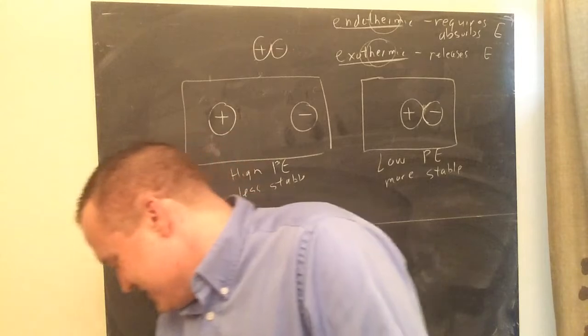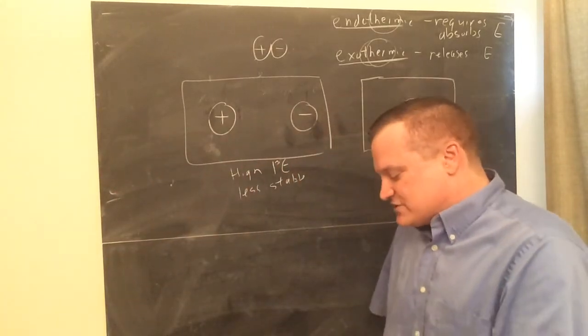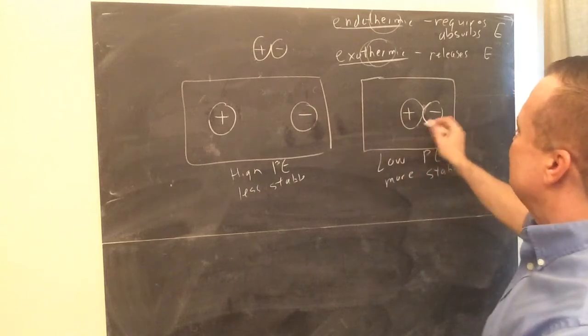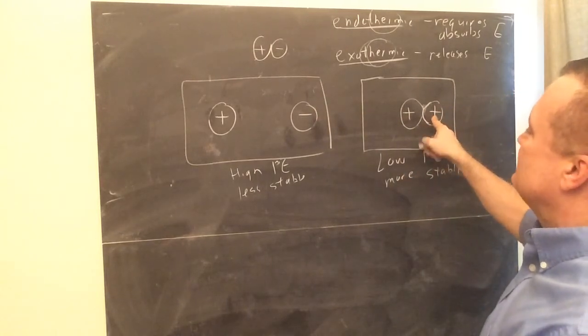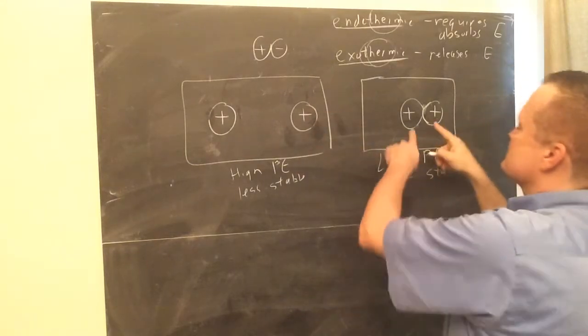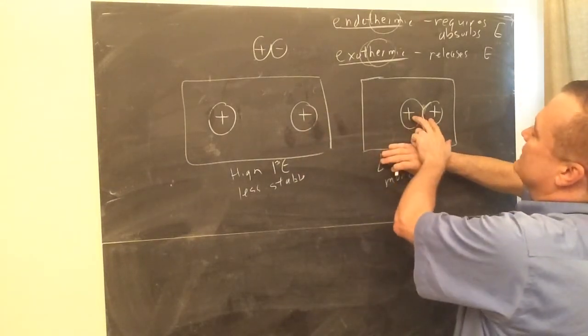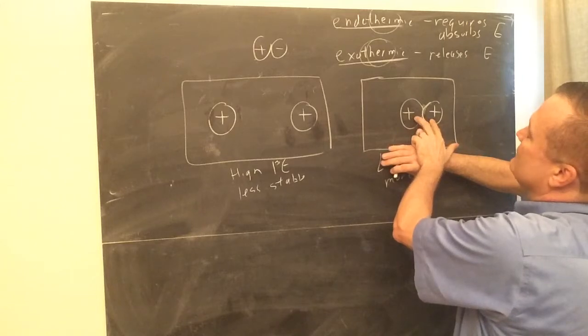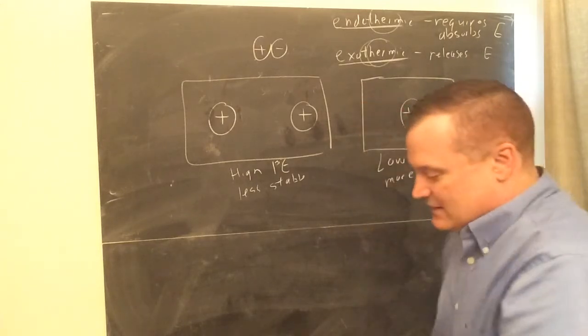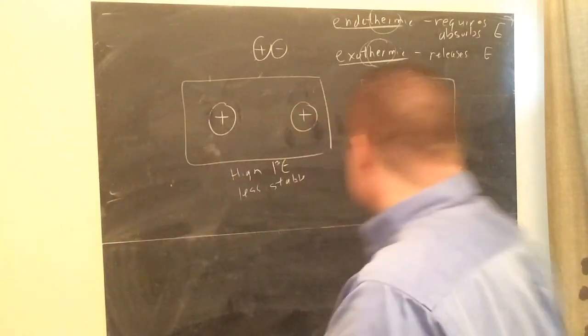I'm sorry. So it just has four situations. Like you might have positive, negative, positive, negative. I could have positive, positive, or negative, negative. Now suddenly that's not low potential. Now this is unstable. In the very next moment, it's going to fly apart. So, the very next moment, it will be an exothermic process.